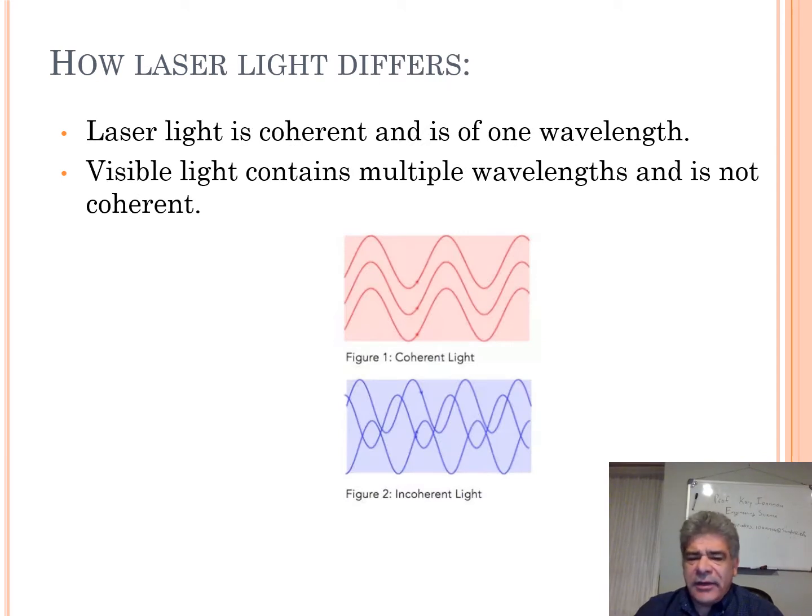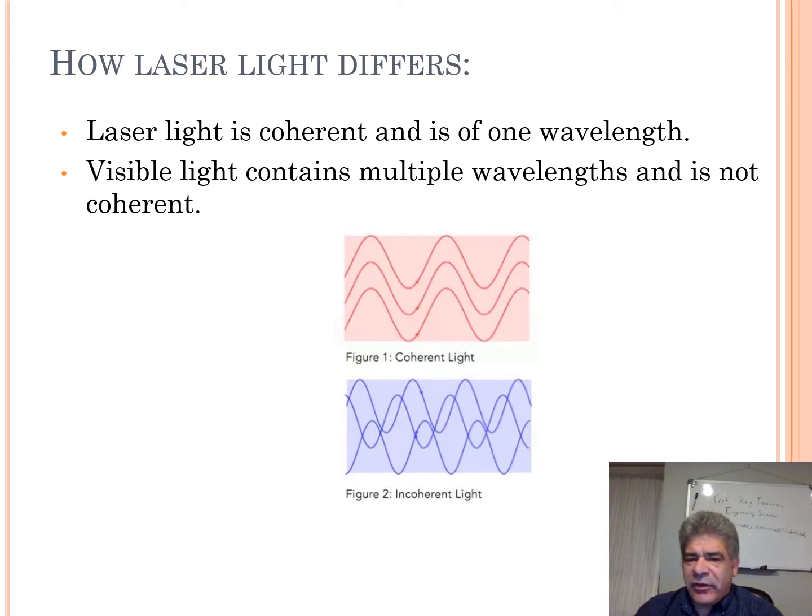So how does laser light differ from regular light? Well, laser light, the big thing is that it is coherent and it is of one wavelength. So on the top figure, you see coherent light where all of the waves are lined up perfectly, right? And the other thing is it's of one wavelength, so it is a pure single color.